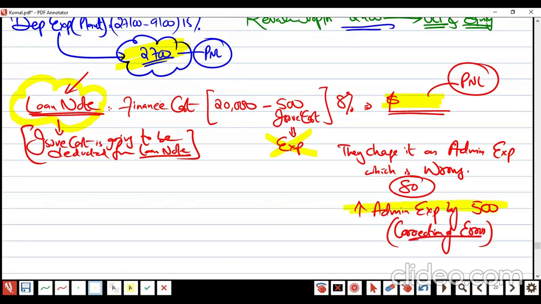Okay, so in this question we have admin expense which is going to be increased because of the correction, and the finance cost we calculated how much? 19,1,560. Okay, so this note is a bit tricky. Any problem? No.